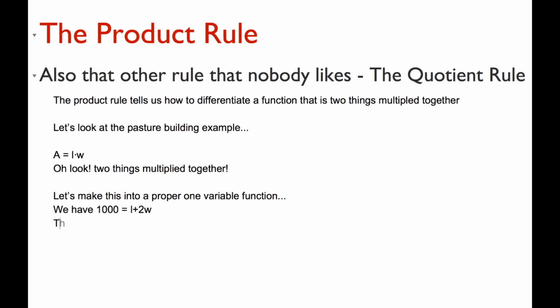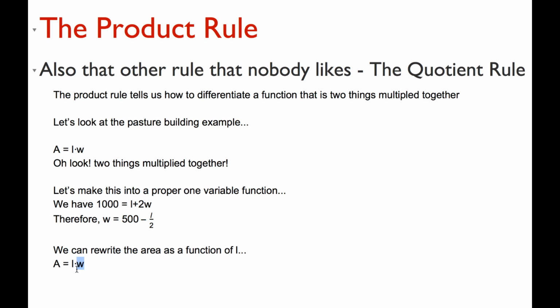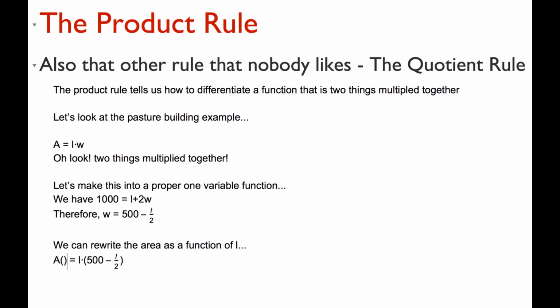So we have the relationship 1,000 equals L plus 2W. And of course, we can rearrange this to find that W equals (500 minus L) over 2, and we'll rewrite that original area as a function of L only. So we have A(L) equals L times (500 minus L over 2). And of course, this is still two elements multiplied together.